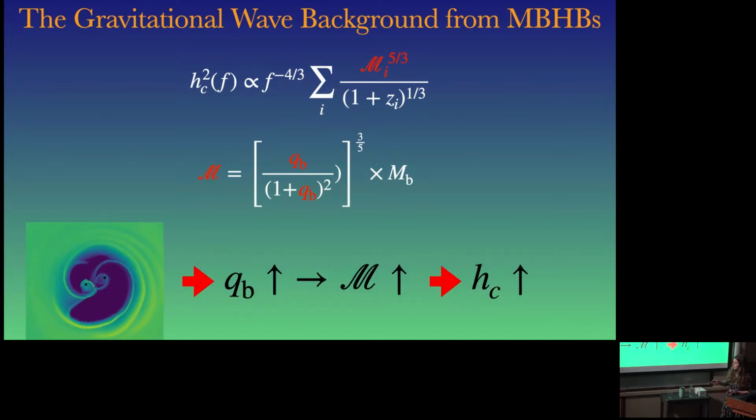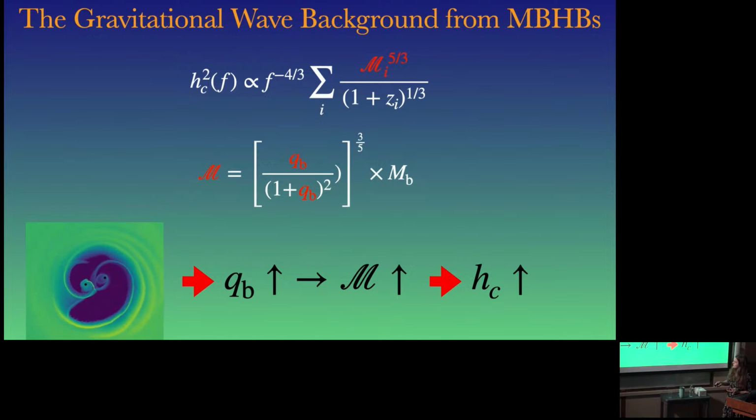We have also learned in this talk that circumbinary disk accretion leads to an increase in the mass ratio, which leads to an increase in the chirp mass. And that leads to an increase in the gravitational wave background strain. Great. So that gives us some motivation to include this accretion flow in our models because it might affect the gravitational wave background amplitude with some significance.